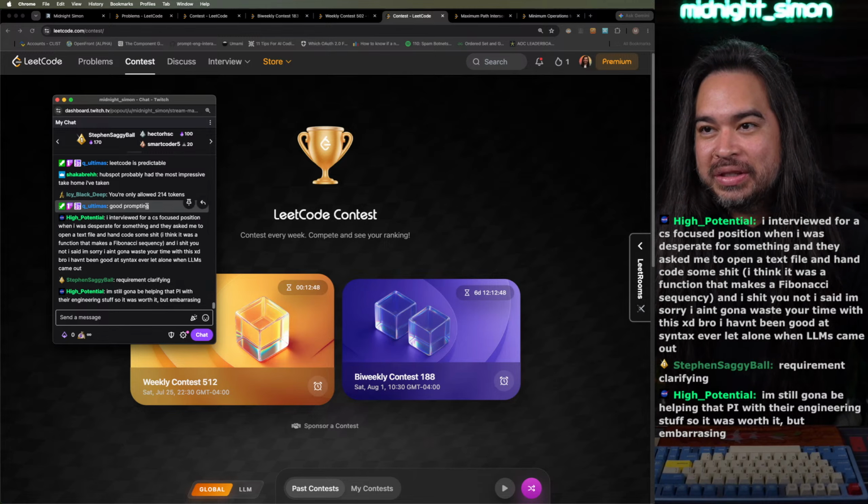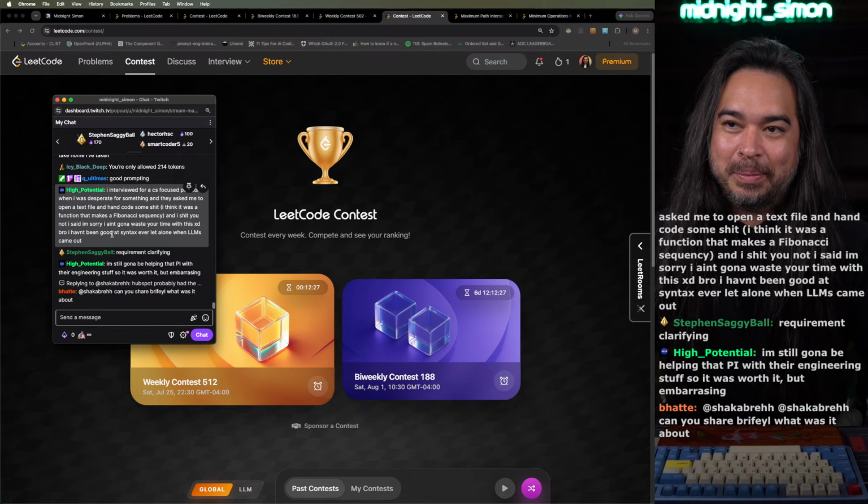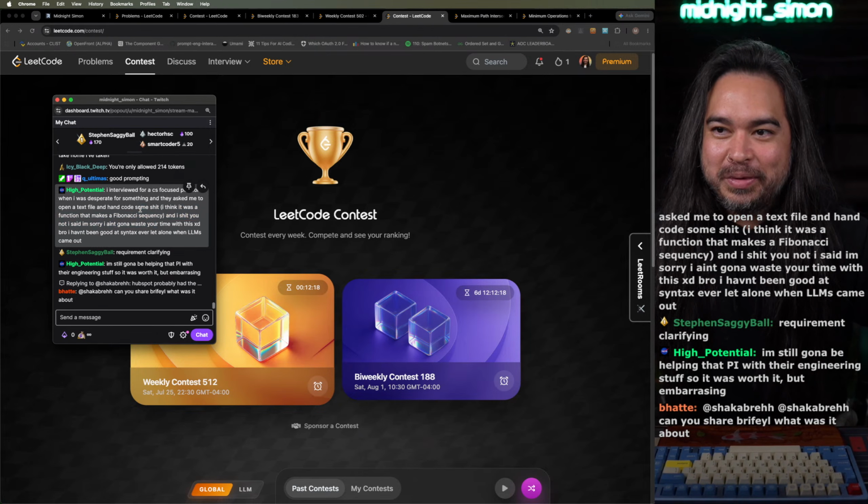I interviewed for a CS focused position, which I was desperate for something, and they asked me to open a text file and hand code some shit. I think it was a function that makes a Fibonacci sequence, and I shit you not, I said, I'm sorry. I ain't gonna waste your time with this. I haven't been good at syntax ever, let alone when LLMs came out. Dang, Fibonacci. Interesting. So wait, you just walked out of the interview?